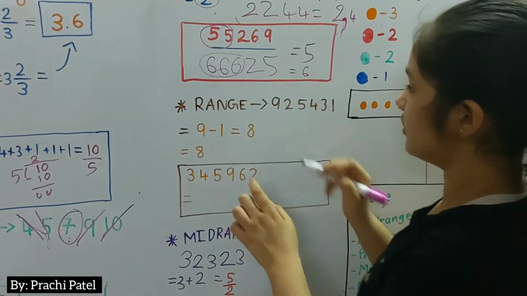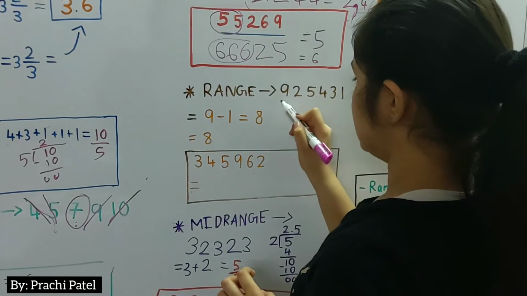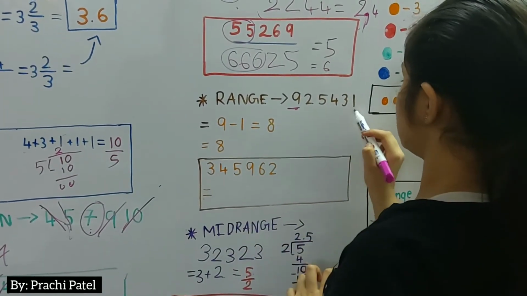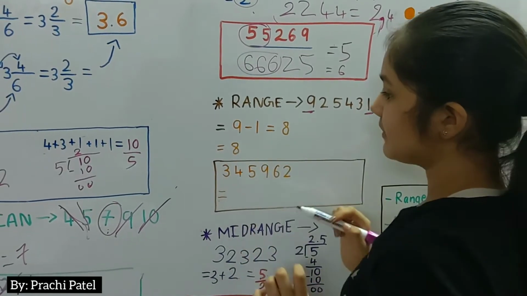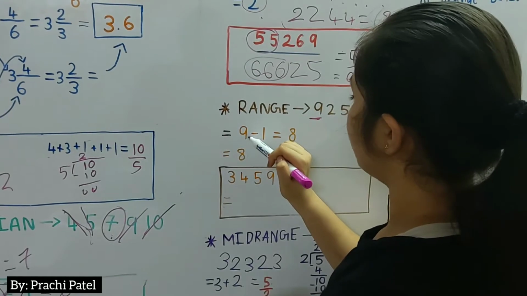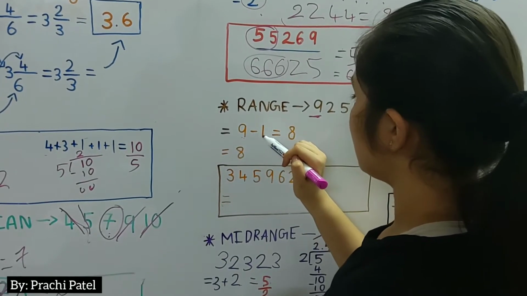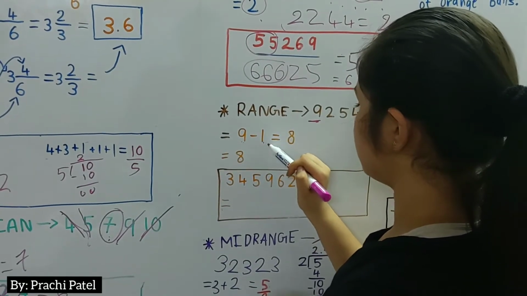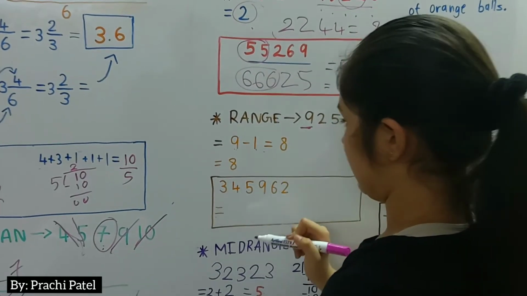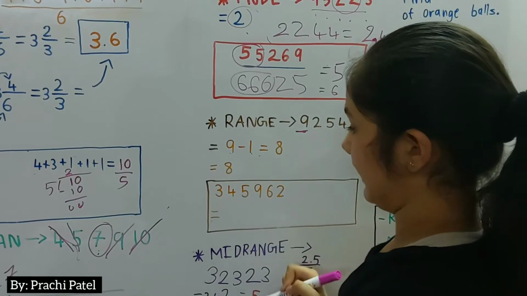Okay. So our highest number in this is 9, which we wrote over here, and our lowest number is 1, which we wrote over here. So over here we did 9 minus 1, which is equal to 8. So our range is 8.